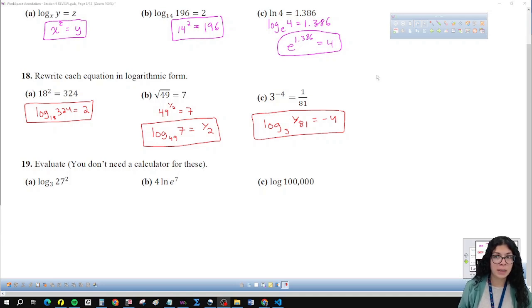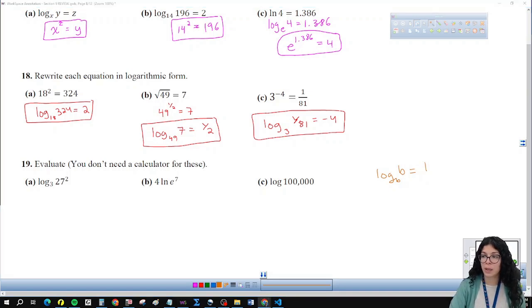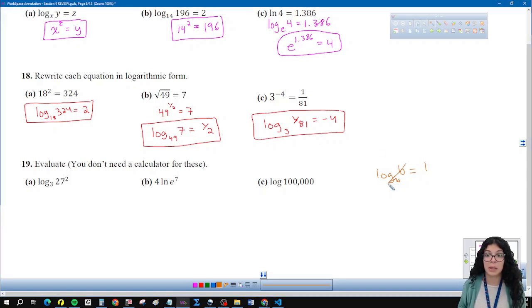Okay, for number 19, notice it says that you do not need a calculator for these. We are actually going to use the identity that if you have the log base b of b, that just equals 1. So basically, if the log number and the log base are the same, they cancel out, and if I had a 2 in front, then it would have equaled 2. So log base b of b is 1. If it's multiplying by anything, you can imagine the log base b of b will cancel out.